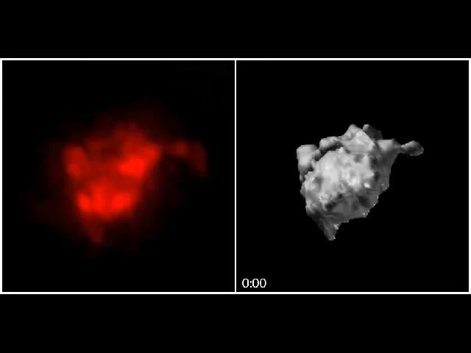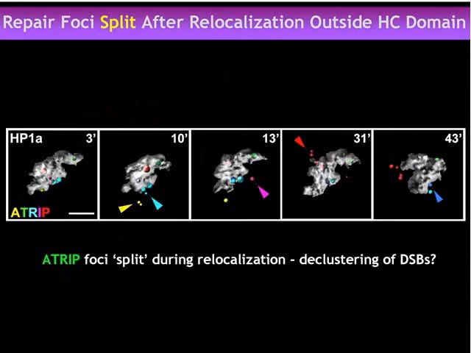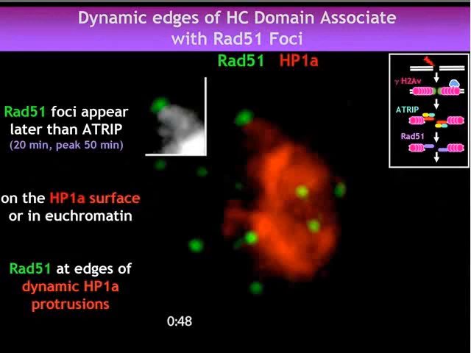And just quickly, live studies have shown also something that we could not have imagined from looking at fixed preparations, and that is that if you follow these A-trip foci, they actually split after relocalization outside the heterochromatin domain, and this suggests that, in fact, the initial foci that we're observing are clusters of two or more double-strand breaks.